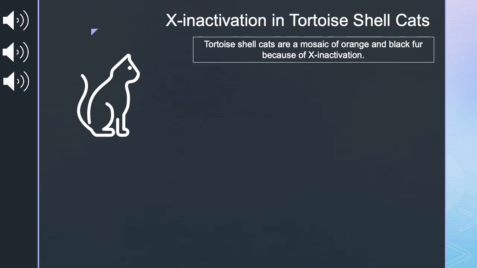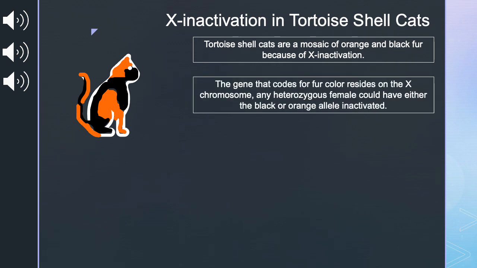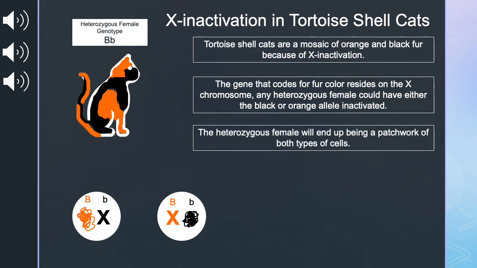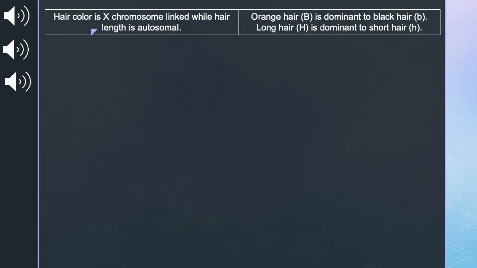Tortoiseshell cats are a mosaic of black and orange fur because of X inactivation. The gene that codes for fur color in cats resides on the X chromosome, so any heterozygous female could end up with the orange allele inactivated or the black allele inactivated. The heterozygous female will end up being a patchwork of these two types of cells depending on which cell the other cells descended from. Hair color is linked to the X chromosome in cats, while hair length is autosomal.